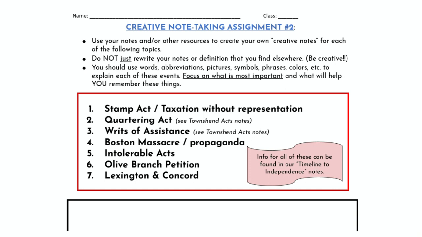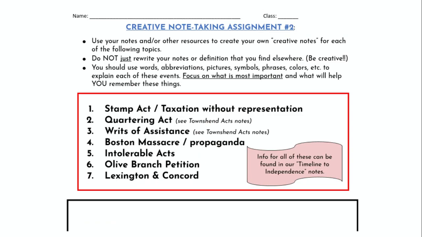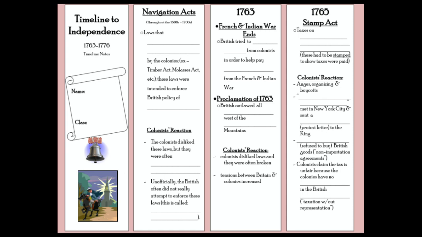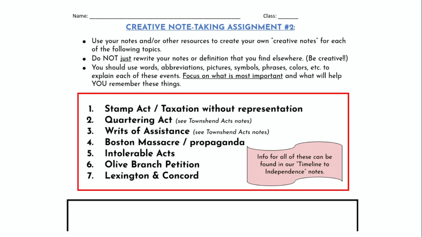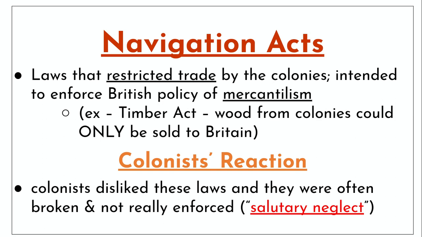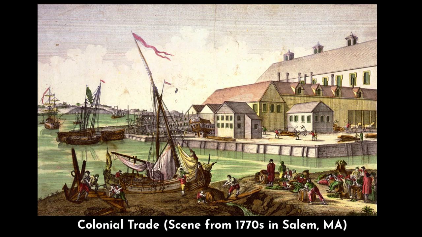So you have two sheets, this one and this one. We'll be using them both today. So starting on this one first, you can just set this one aside for now. We're going to be on this one. Starting down the timeline, before 1763, as you remember, most colonists were happy and proud to be British. They loved their king, they loved their mother country, life was good.